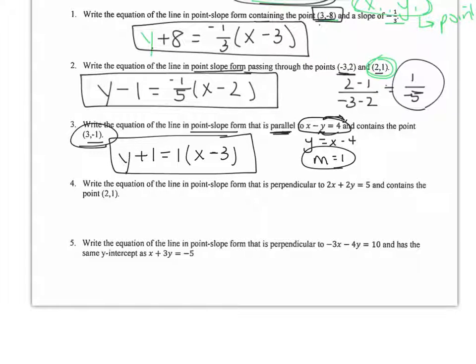Next one. Write the equation of a line in point-slope form that's perpendicular to this equation and contains the point 2, 0. So perpendicular. All right, so I've got to get y by itself. So I'm going to subtract 2x and divide by 2. M is negative 1.